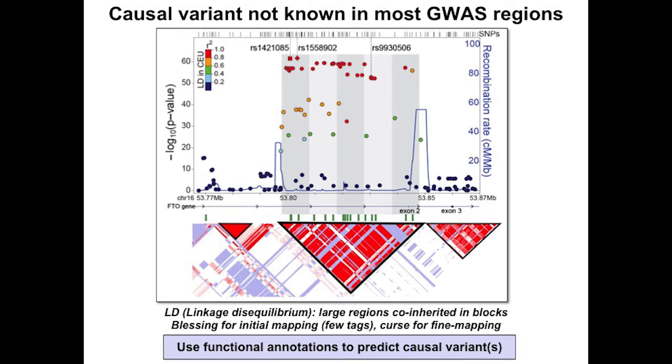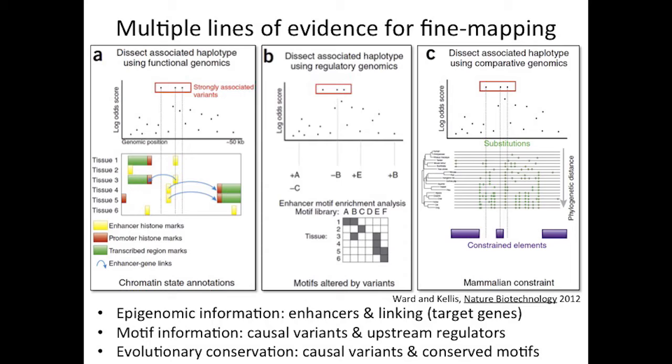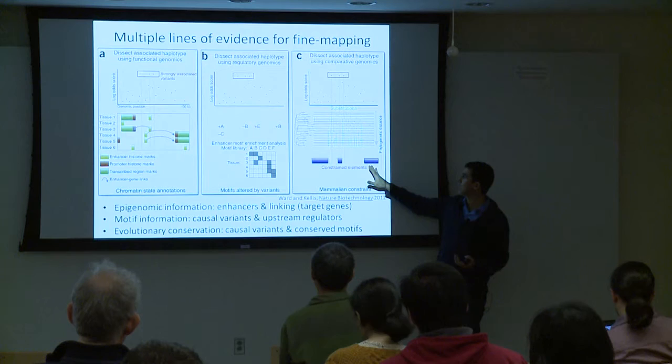So we basically have these blocks. That was great for mapping, and it's terrible for fine mapping. So within these blocks now, we have multiple genetic variants, and we can utilize the functional information to find out which ones are more likely to be causal. So one line of evidence is enhancer activity. Another line of evidence is asking, what are the regulatory motifs that are disrupted by each one of these variants? So if some of these variants are, in fact, not changing anything in the binding sites, and others are, then you can actually start making a prediction as to which ones are functional. And the last line of evidence you can use is to look at evolutionary constraint.